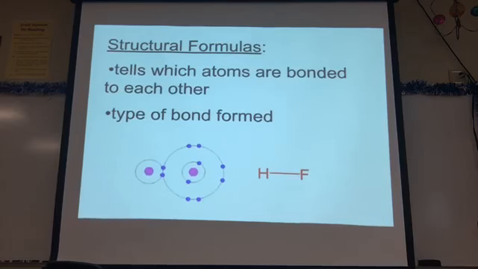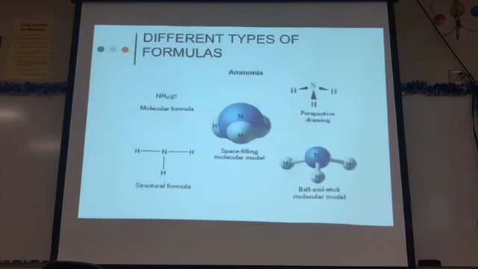So it tells us how they're bonded and what kind of bond is also formed. Is it an ionic bond? Is it a polar covalent bond? Is it a non-polar covalent bond? We'll look at that next week. Okay? So these are the different types of formulas. You know the molecular formulas. That's what you've been writing.